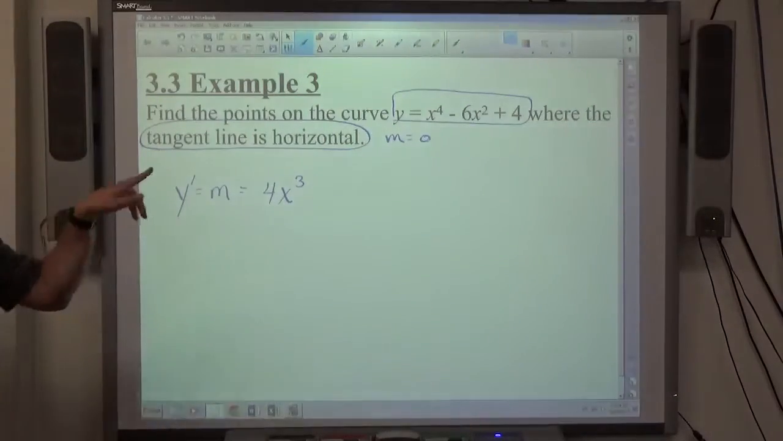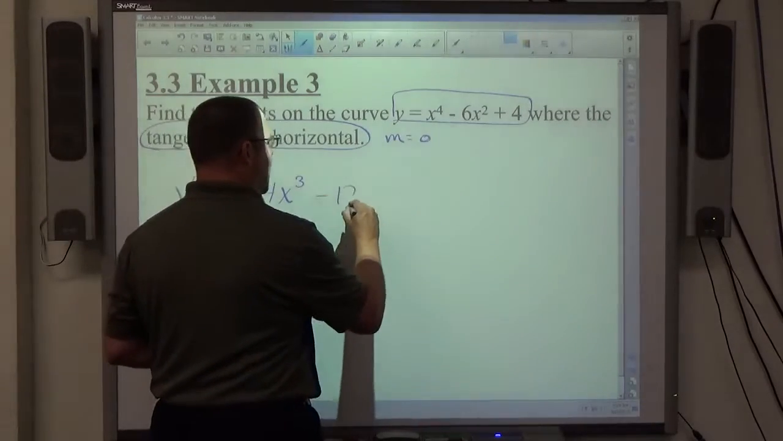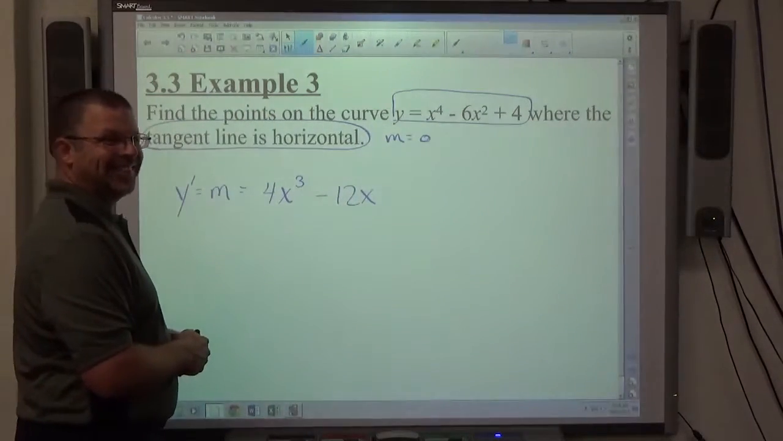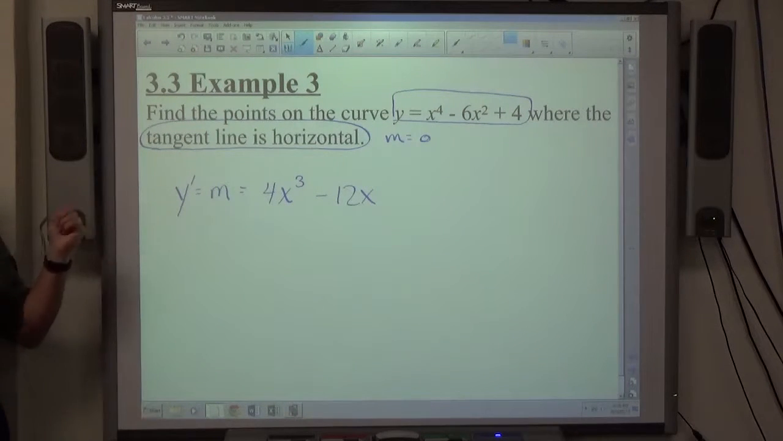Yep. All right, Claire did that. Logan, what about minus 6x squared? Minus 12x. Minus 12x. And back to Claire, what about plus 4? 0. 0. Perfect. All right. So 4x cubed minus 12x is the first derivative of this function.